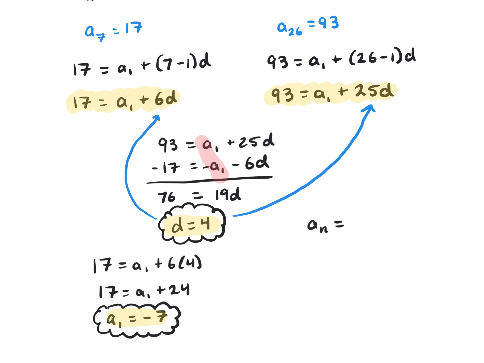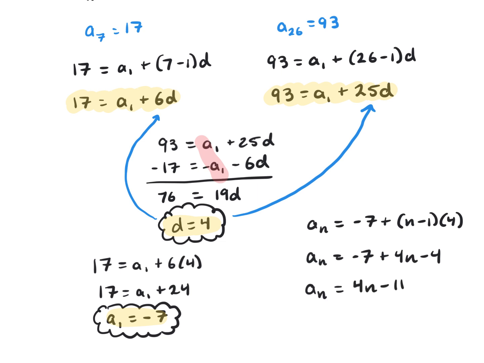So a sub n equals a sub 1 plus n minus 1 times d. And now it's just distributing and combining like terms. So plus 4n minus 4. So I have 4n minus 11.